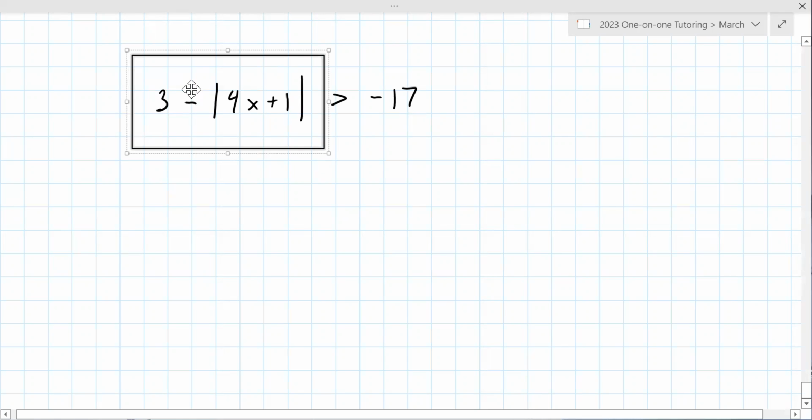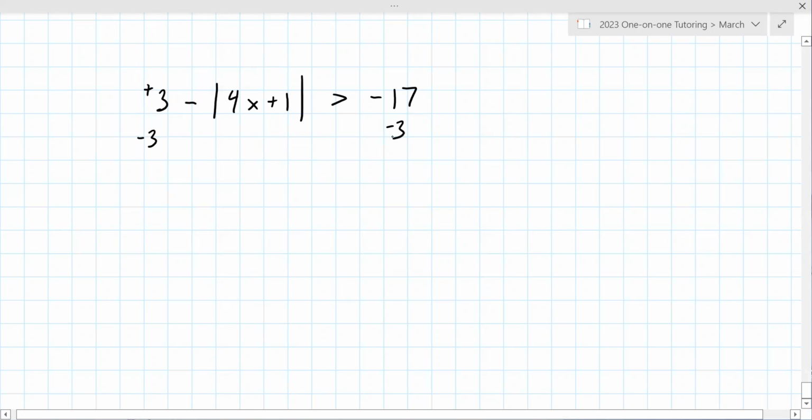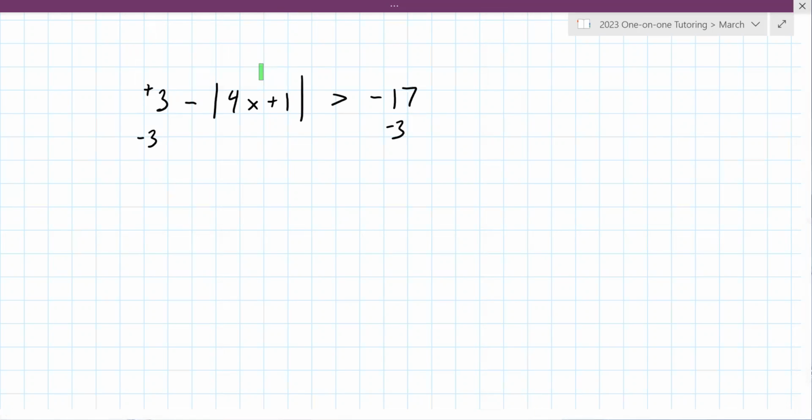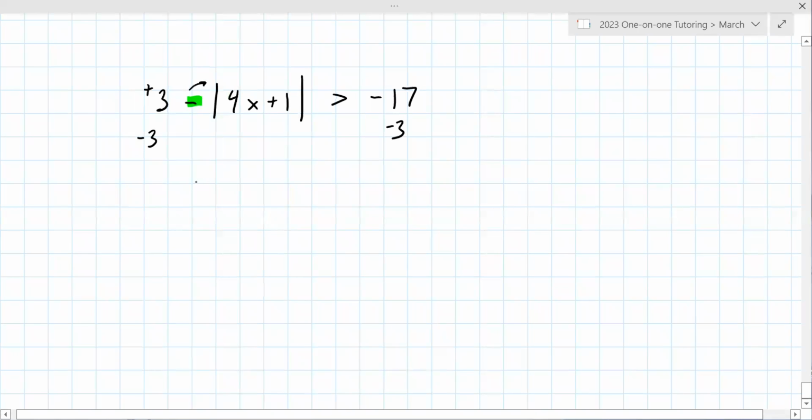What do you see here? Subtract by 3. So that would be true if 3 were negative. 3 is actually positive. Okay, so subtract 3. Yeah, this negative here that is next to the absolute value goes with the absolute value. You almost want to visualize it there. So it's negative absolute value 4x plus 1 greater than -20. Is that okay? Is that clear?